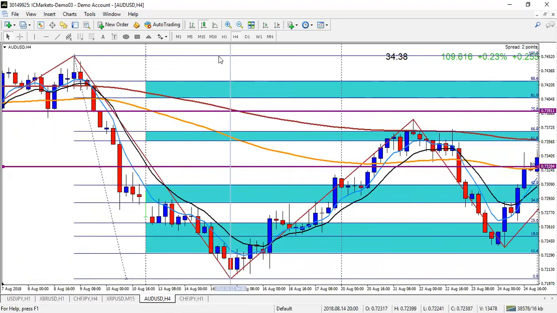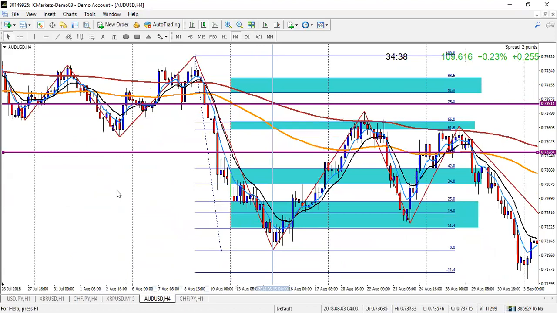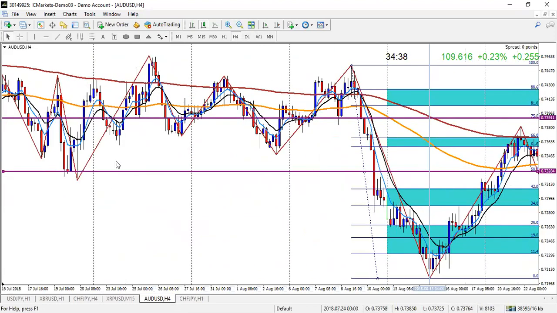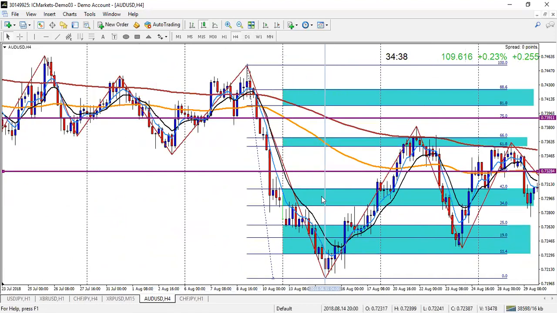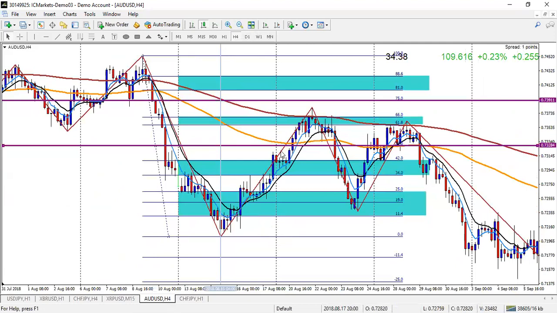So I still have my resistance and support areas, and as you can note, this is the 4-hour chart. As you can see, each period indicates 1 week. If I was to pull back, you'll notice that every week there's maybe one major movement, sometimes twice. So each pair has maybe one major movement per week. If you're patient and you wait, you can catch that movement, okay?